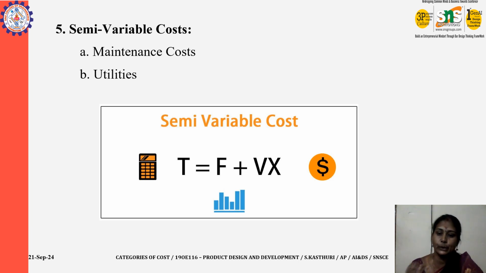Next one is the utilities. It is divided into two parts. First one is the base utility cost: a baseline charge for utilities, for example electricity and water, that is paid regardless of production levels. Next one is the increased utility consumption: as production volume increases, the use of utilities such as electricity or gas increases, leading to higher cost.